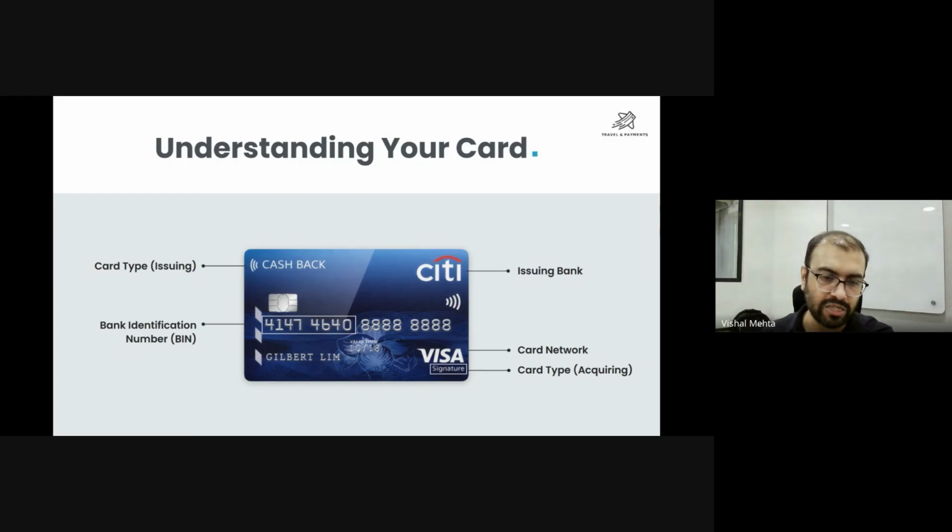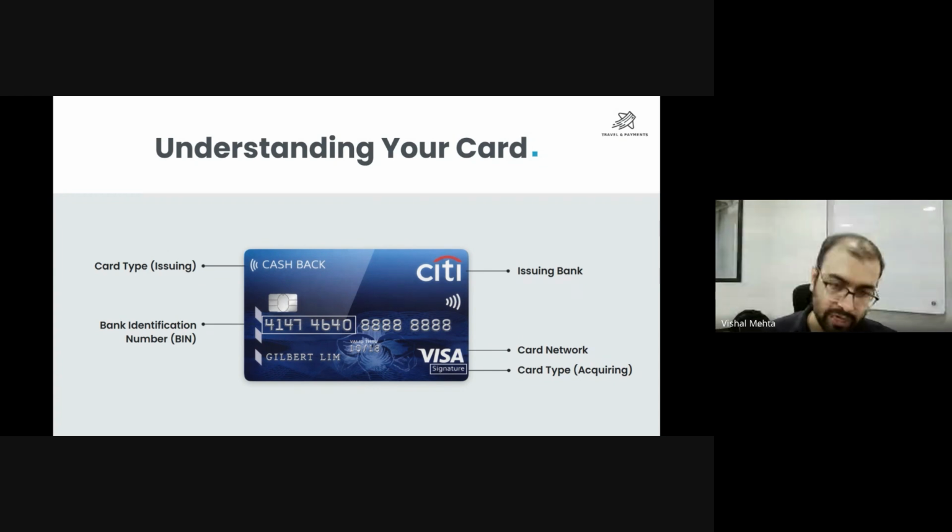Typically there are many websites where you can do a BIN search. If you just search for a card BIN, you will come up with the top 3 or 4 results. You put in the first 6 or 8 digits of the card, and it will identify which country your card is from. Is it a debit card or a credit card? If it is a credit card, what type of credit card is it?